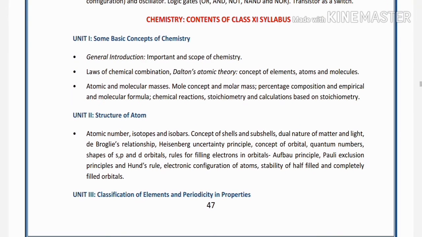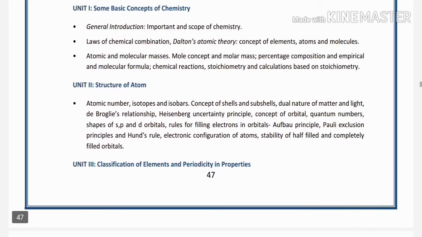Detailed syllabus of chemistry class 11th. Chemistry, contents of class 11th syllabus. Unit 1, some basic concepts of chemistry. General introduction, importance and scope of chemistry. Laws of chemical combination, Dalton's atomic theory, concept of elements, atoms and molecules. Atomic and molecular masses. Mole concept and molar mass, percentage composition and empirical and molecular formula, chemical reactions, stoichiometry and calculations based on stoichiometry.